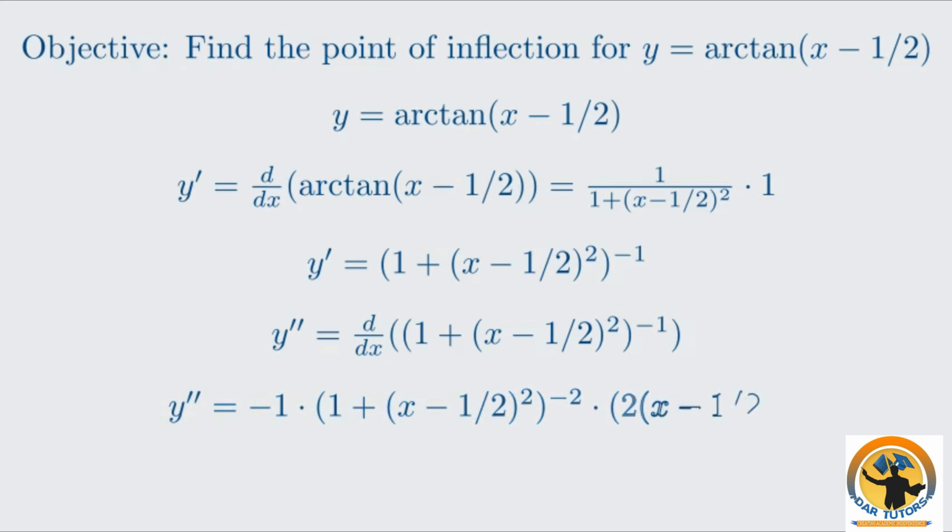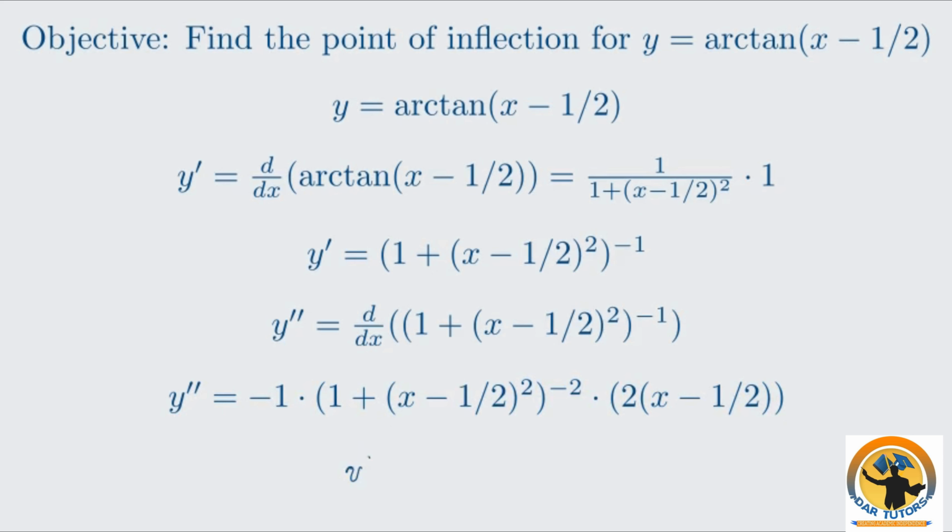The derivative of the inside is 2 times the quantity x minus 1/2. Let's simplify this expression. The negative 1 and the 2 multiply to give negative 2. The term with the negative exponent moves to the denominator. So, y double prime is negative 2 times the quantity x minus 1/2, all over 1 plus the quantity x minus 1/2 squared, all squared.